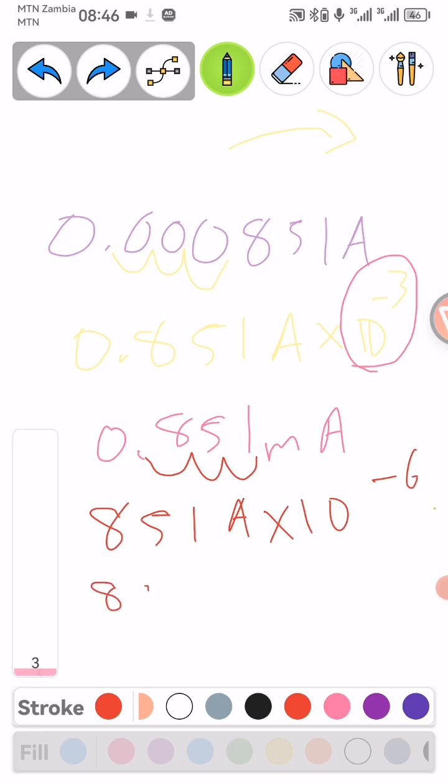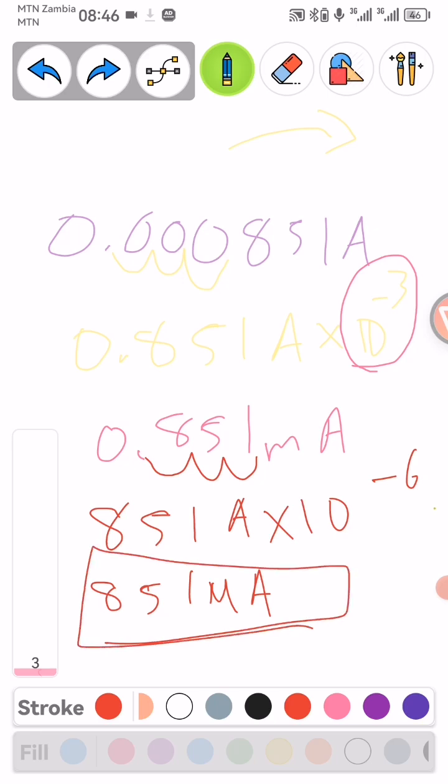So that's going to be 851. How do you write micro? Microamps? Dang it, how do I write micro? Okay, but yeah, something like this, microamps. So this would be our best and final answer right there. So that was with the first one.